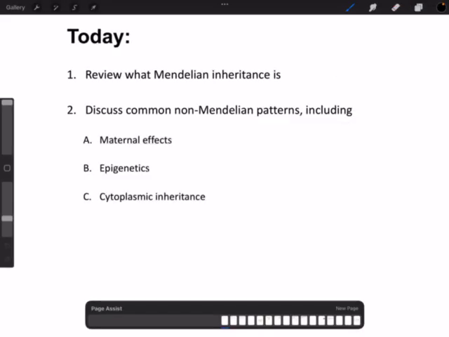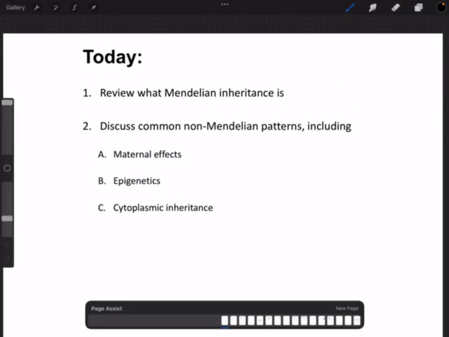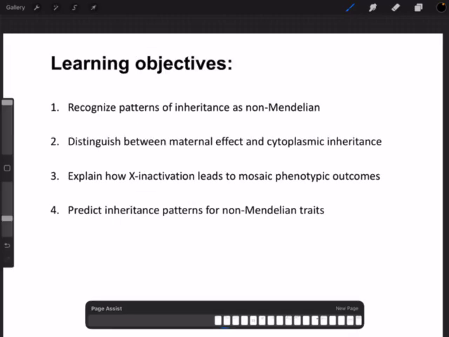All right, so today we are going to talk about non-Mendelian inheritance patterns. If we're going to talk about non-Mendelian inheritance patterns, we should probably start with reviewing what Mendelian inheritance is. You're all experts in that now. Then we will discuss some non-Mendelian patterns, including maternal effects, epigenetics, and cytoplasmic inheritance. I think this is going to be a fun one today. This is one of my favorites.